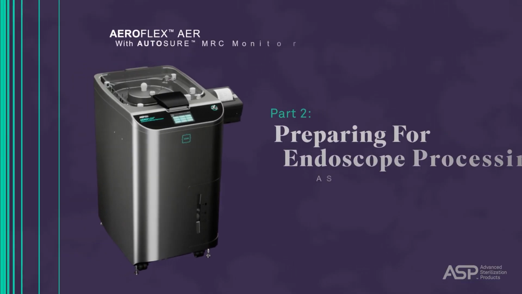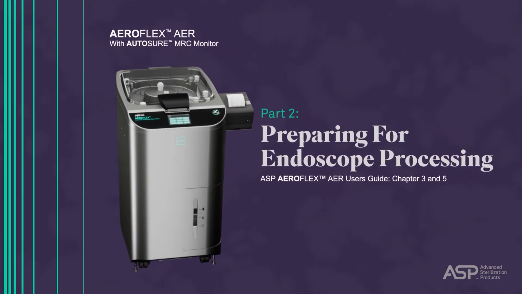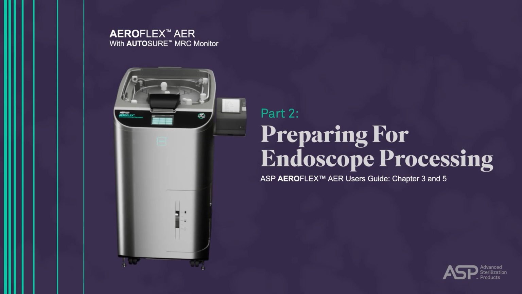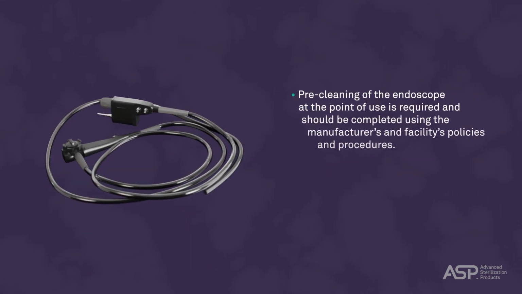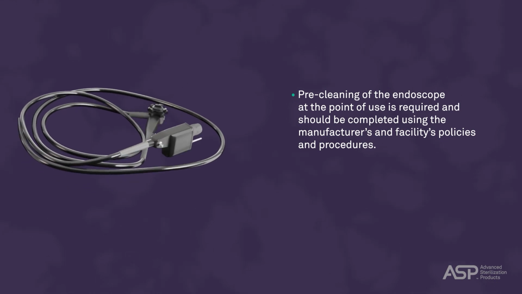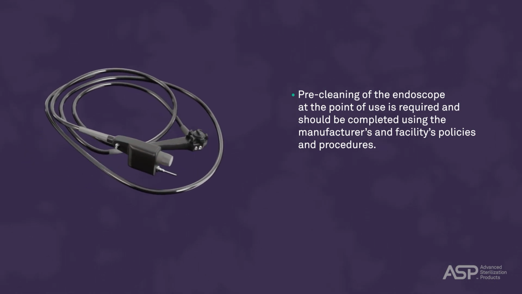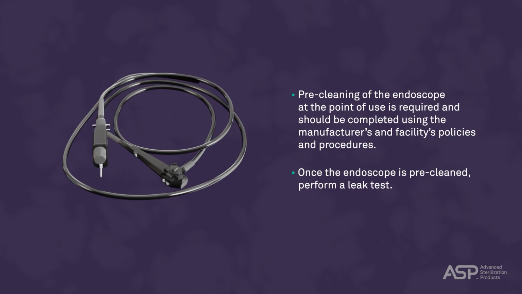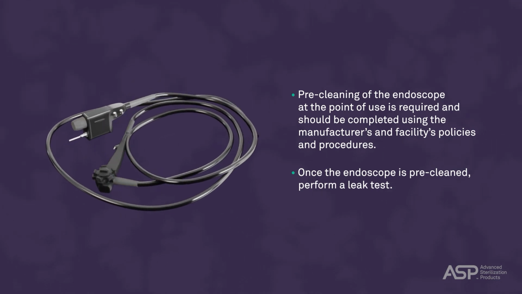The proper preparation of an endoscope is key to successful processing in the AER. Pre-cleaning of the endoscope at the point of use is required and should be completed using the manufacturer's and facility's policies and procedures. Once the endoscope is pre-cleaned, perform a leak test.